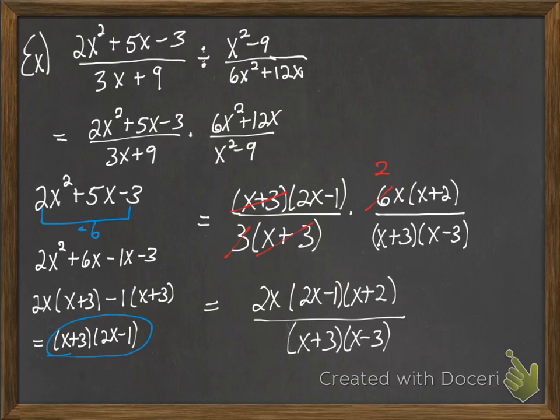Okay, and that is the process that we use to multiply or divide fractions. In this case, we started with a division problem, so we turned it into a multiplication, and then everything from there is how we would multiply. We factor everything we can, and then look for common factors that would cancel out.